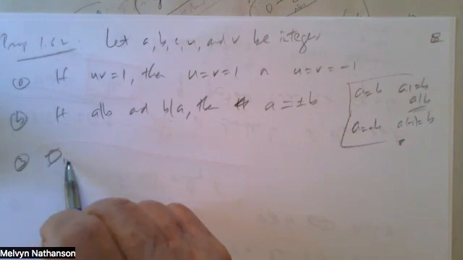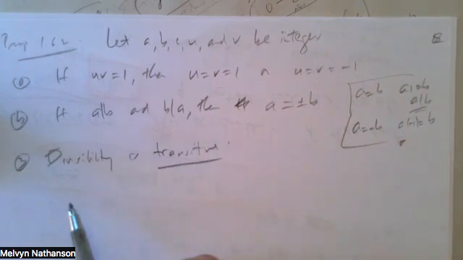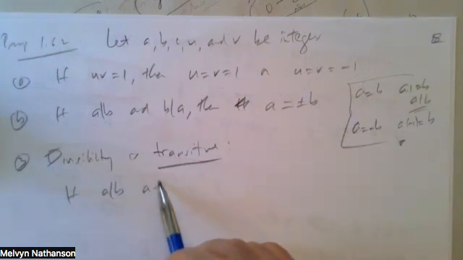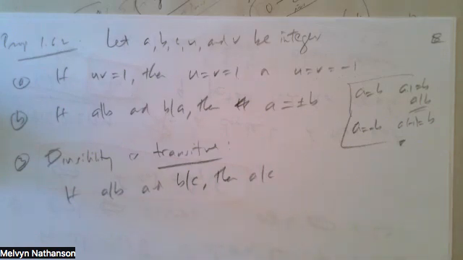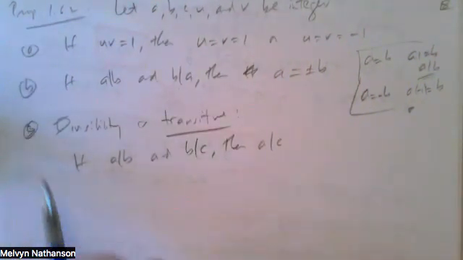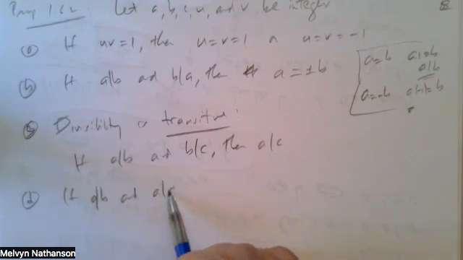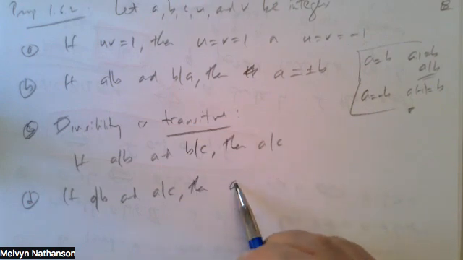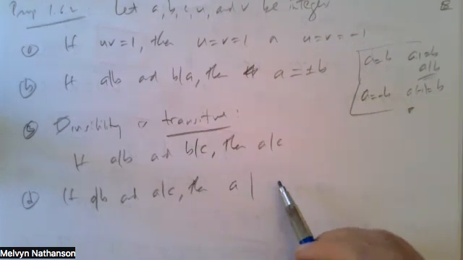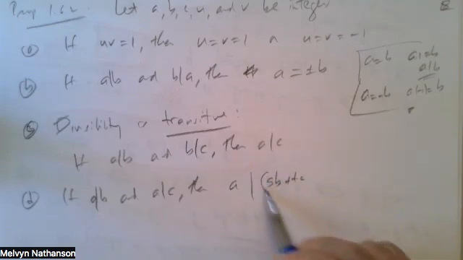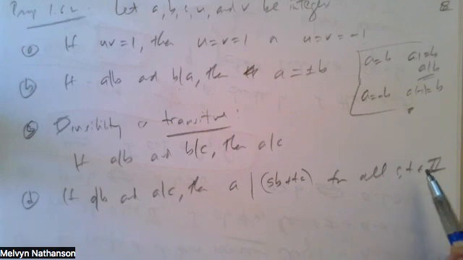The third is a statement that divisibility is transitive. And what transitive means is the following. If A divides B and B divides C, then A divides C. And the fourth property says that if A divides B and A also divides C, then A divides every integer that's a linear combination of B and C with integer coefficients. A divides every number of the form SB plus TC for all integers S and T, all S and T in the set of integers.